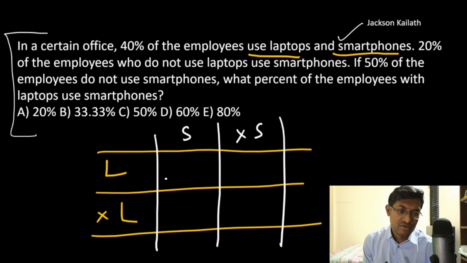Okay, and again, notice this area, for example, is laptops and smartphones, or this area over here would be laptops but not smartphones. Okay, so in this way we can easily visualize the information given to us.